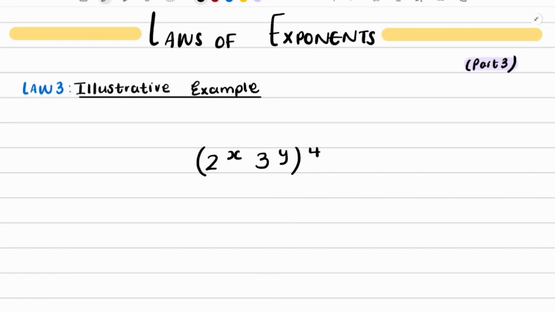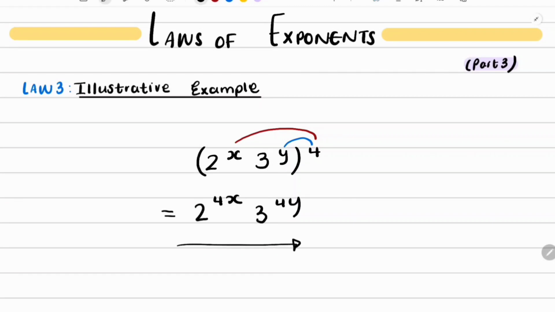In this example, we have 2 bases inside this bracket. So what's going to happen is each base, its exponent is going to multiply with whatever exponent is outside the bracket. So the x gets multiplied by the 4, and so we're going to have 2 raised to the power of x multiplied by 4, which gives you 4x. And then the 3 as well, that's going to happen. So the 3 has an exponent of y, that y will multiply to the 4. So we'll have the base of 3, and y times 4 is 4y. And that would be our answer.